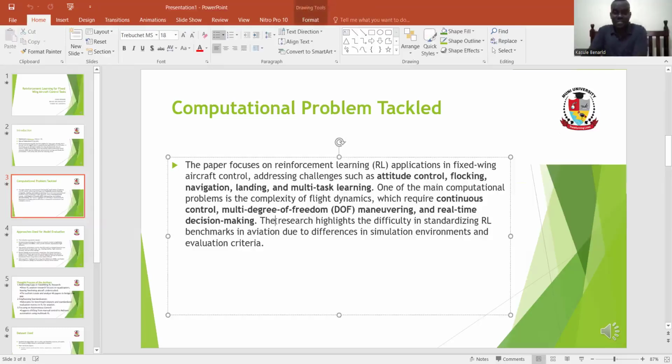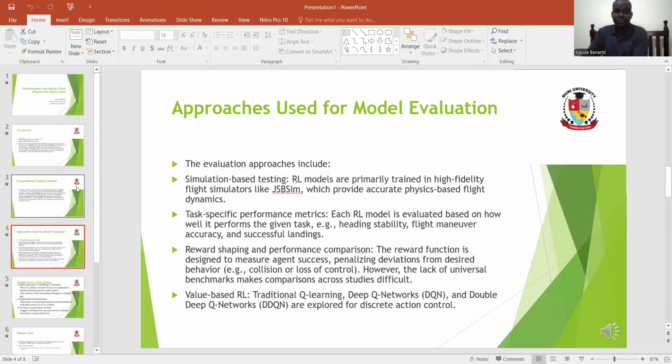So this research highlights the difficulty in standardizing reinforcement learning benchmarks in aviation due to differences in simulation environments and evaluation criteria. What is the evaluation criteria in this case? The evaluation criteria helps us to ensure efficiency, performance, and compliance with aviation regulations, which might cover the design, the testing, the certification, and the operation of the aircraft. So all those fall under the evaluation criteria.